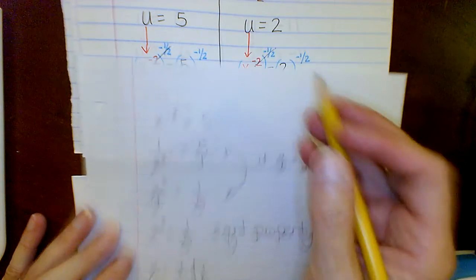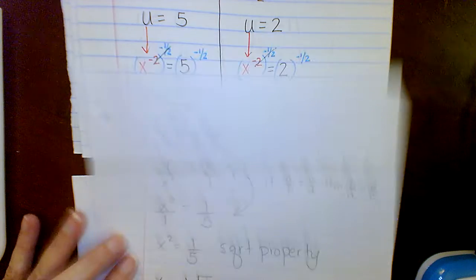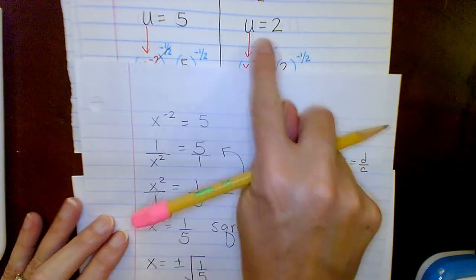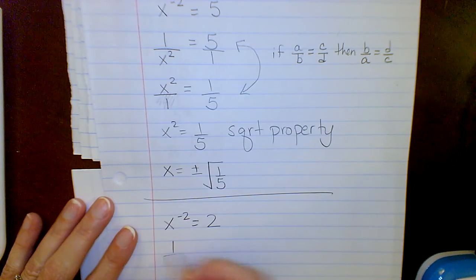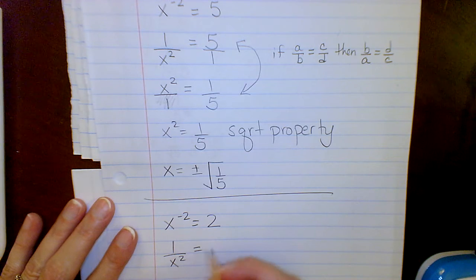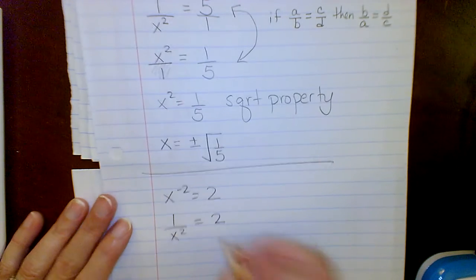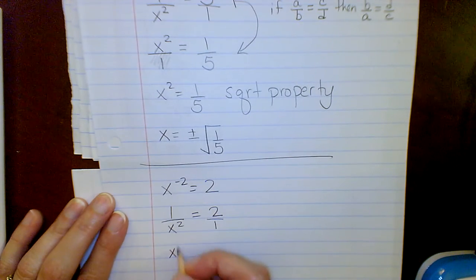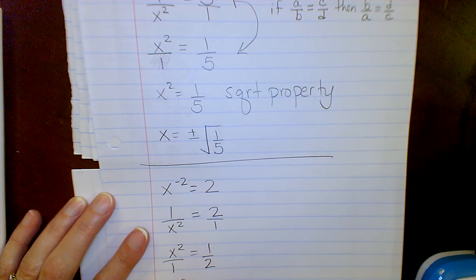All right, I can do the same thing over here for the other one, right? I had x to the negative 2 equals 2. Right, u equals 2. So same thing. 1 over x squared equals 2. I just rewrote that negative exponent as a positive exponent. And then just flipping both of these fractions, I get x squared equals 1/2.